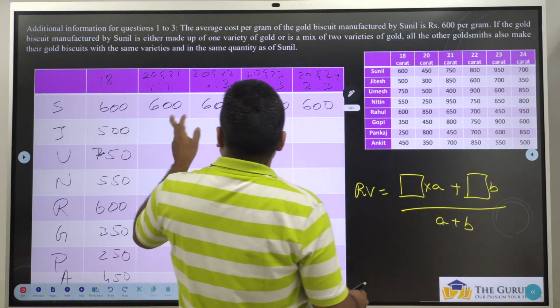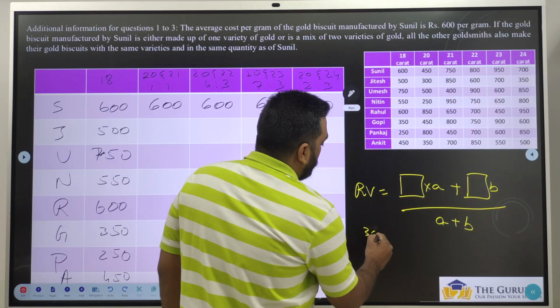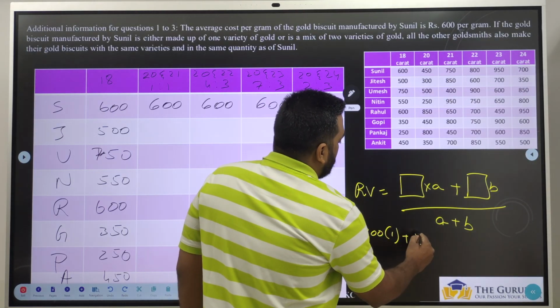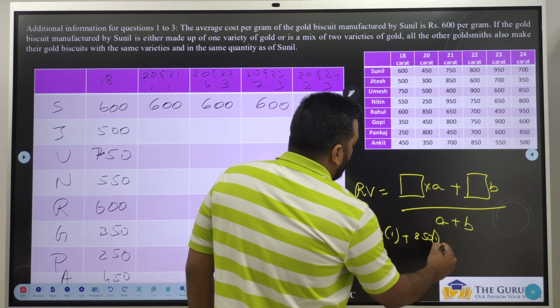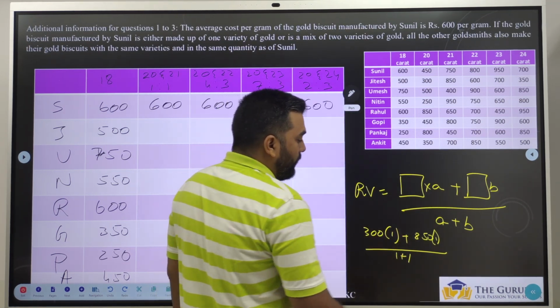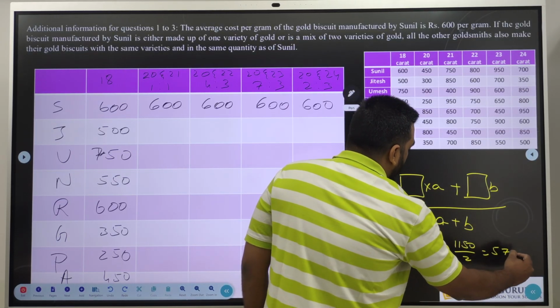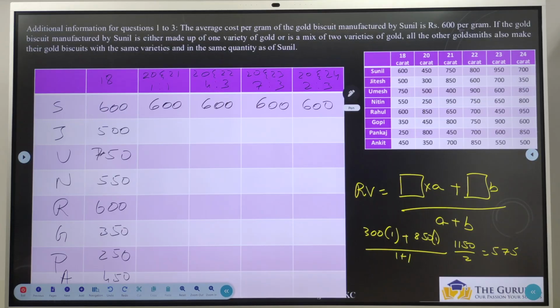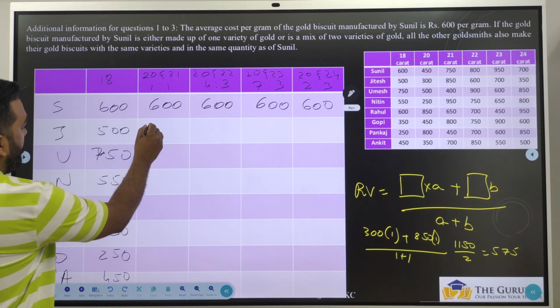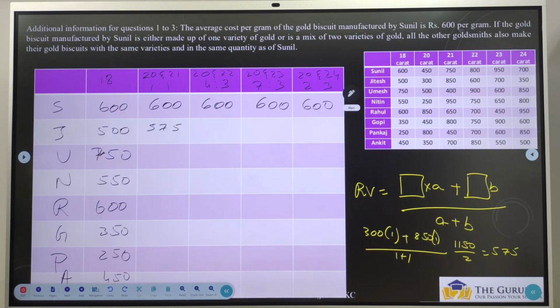That will be 20 and 21 in the ratio 1:1. So this will be 300 into 1 plus 850 into 1 by 1 plus 1. That is 300 plus 850, which is 1150 by 2, which is 575. Clear? Very good. This will be 575. Now try to apply the same way for the second one.